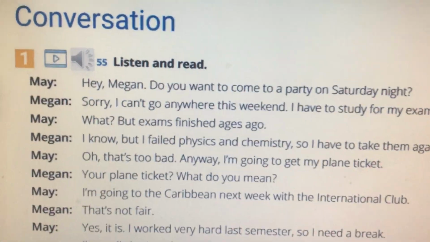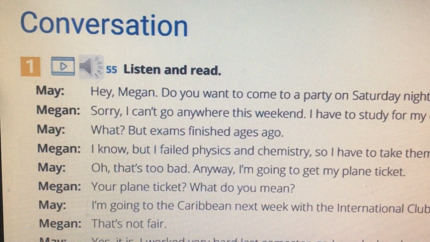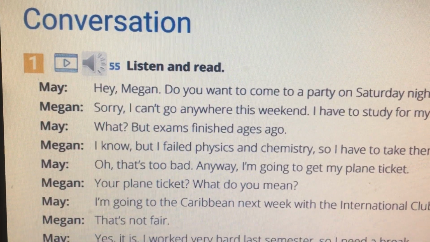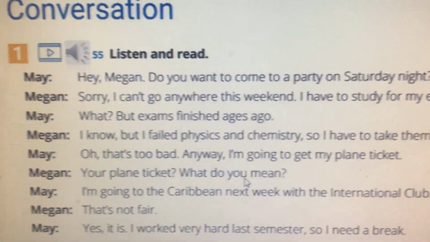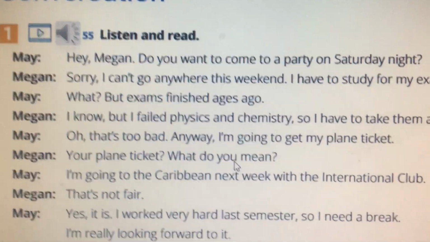On the next page, we have a conversation between May and Megan. Let's listen. Unit 8, page 50, conversation.